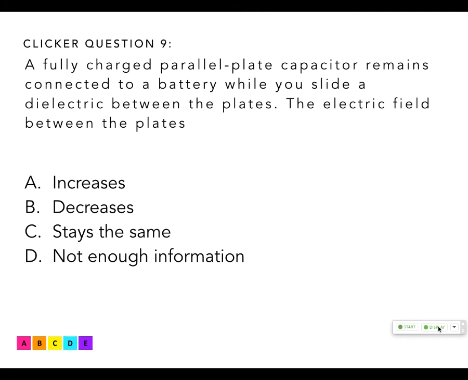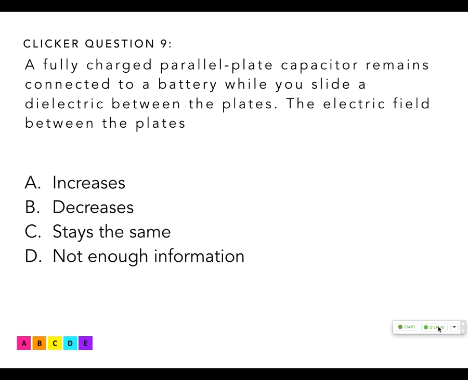Voltage is equal to electric field, which is constant, times D. Did we change V? No. Did we change D? No. The electric field stays the same. So what did we not change? Charge. We did change charge, right? Yeah, we did. We changed charge.